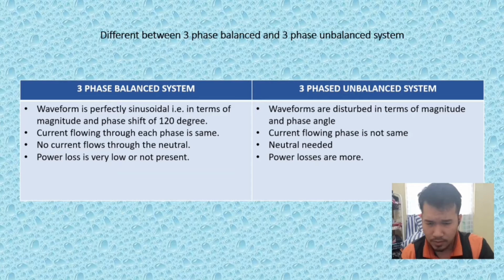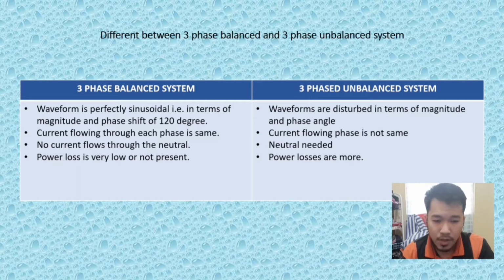Then, the difference between three-phase balanced and three-phase unbalanced system. For a three-phase balanced system, the waveform is perfectly sinusoidal in terms of magnitude and a phase shift of 120 degrees. Current flowing through each phase is the same. No current flows through the neutral. Power loss is very low or not present.